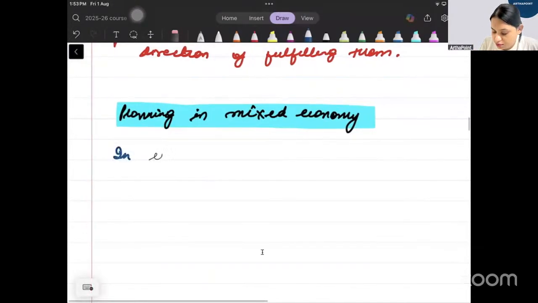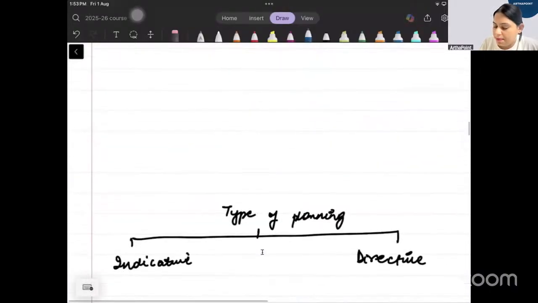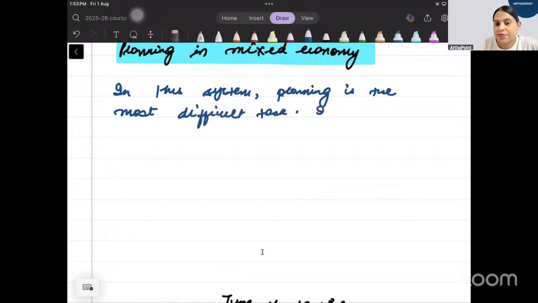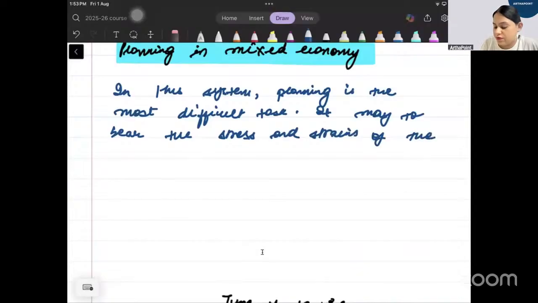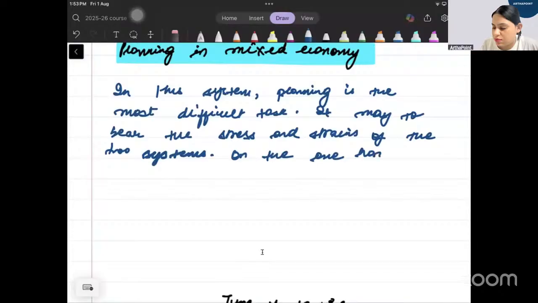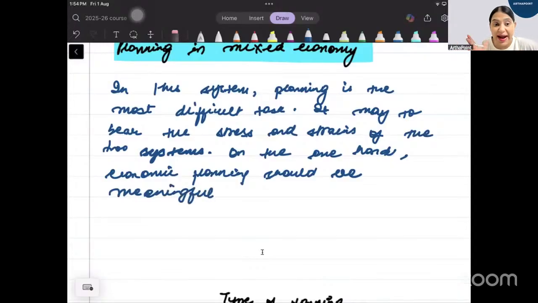In this system, planning is the most difficult task, right? It may have to bear the stress and strains of the two systems. On the one hand, economic planning should be meaningful, right? It has to be meaningful. It needs to add something, right?